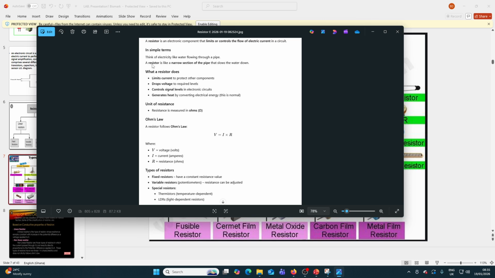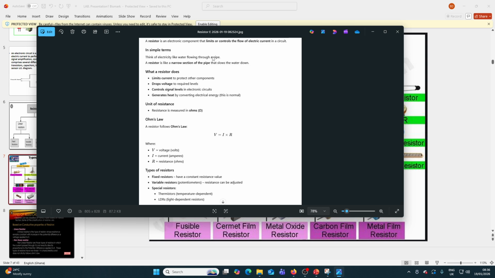In simple terms, you can think of, let's say, water flowing through a pipe. Now you see we have a section of a pipe where it reduces the flow of water. So if we think about a resistor in that manner, we can say that a resistor is like a narrow section of the pipe that slows the flow of water.